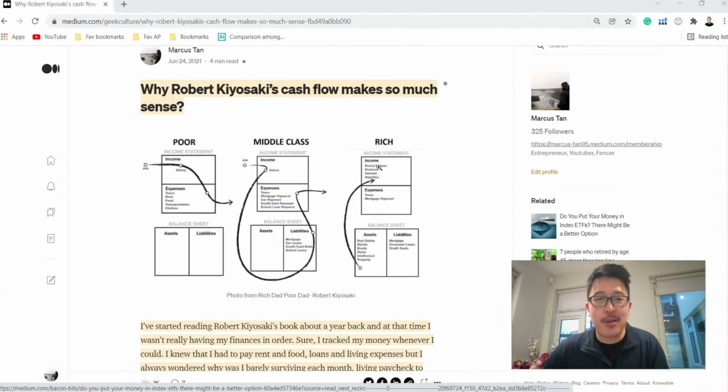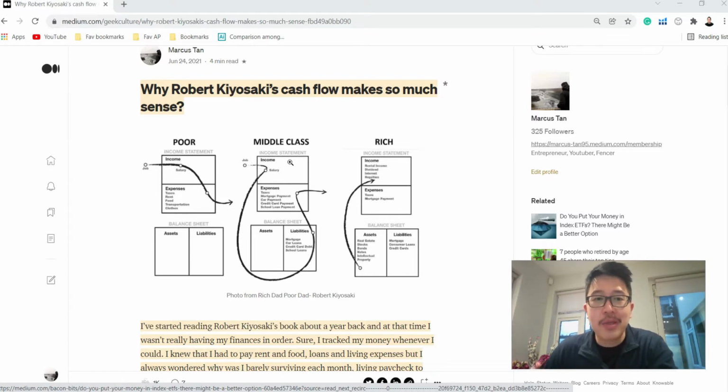So first of all, let's look at this diagram. For the poor person, usually when they get money from their job, their income, they just pay their taxes, their rent, food, and the money just comes in and goes out. So at the end of the day, they are living paycheck to paycheck. They're not better off from where they started, because they're just surviving with whatever income they receive.